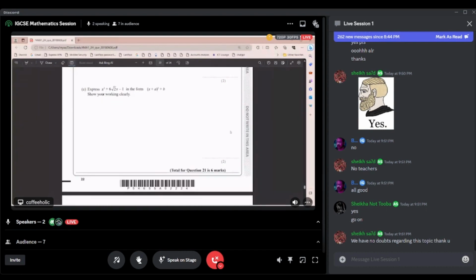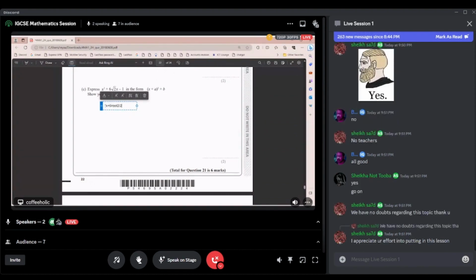Okay. So the last one is basically just a simple completing the square question, but it involves surds. So you know the format would be x plus b upon 2 the whole squared minus b upon 2 the whole squared plus c. That's the format to complete the square. So you would do x plus 6 root 2 upon 2 the whole squared, and you would take away 6 root 2 upon 2, and that would again be squared, and then you would take that away with 1. Okay, that makes sense. Living, is that okay?